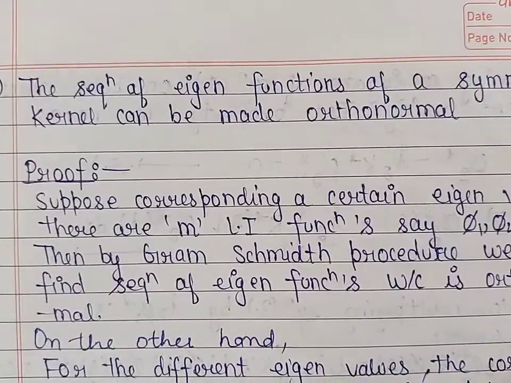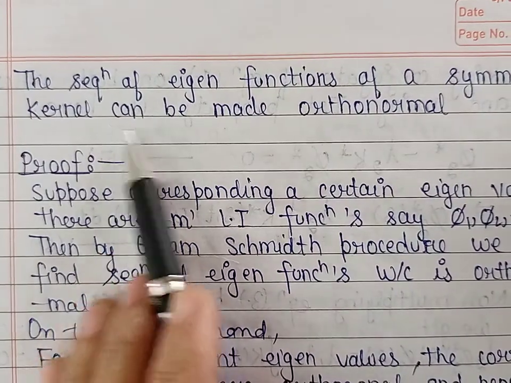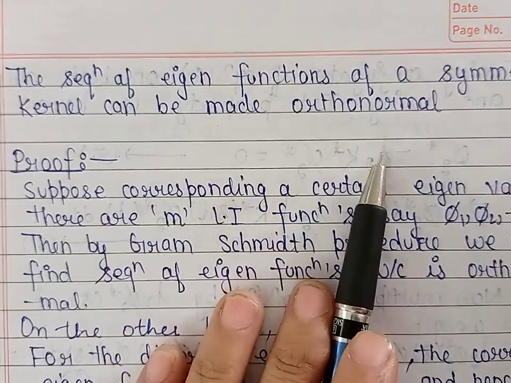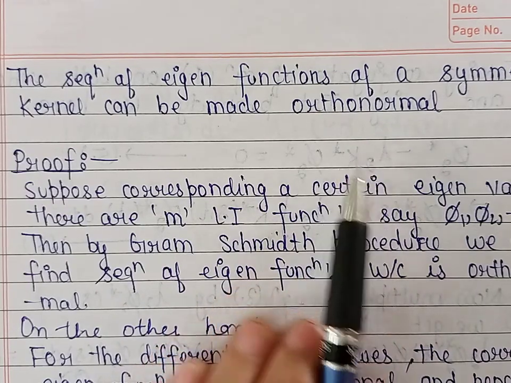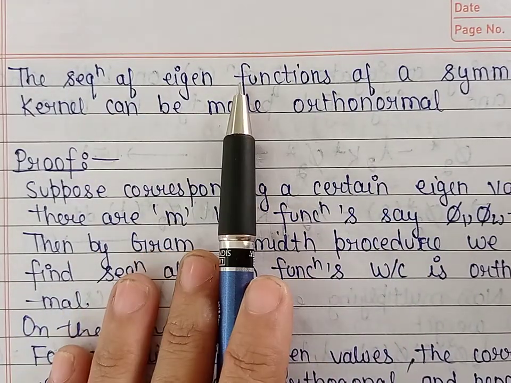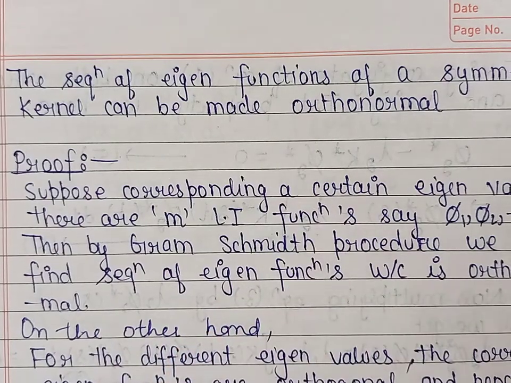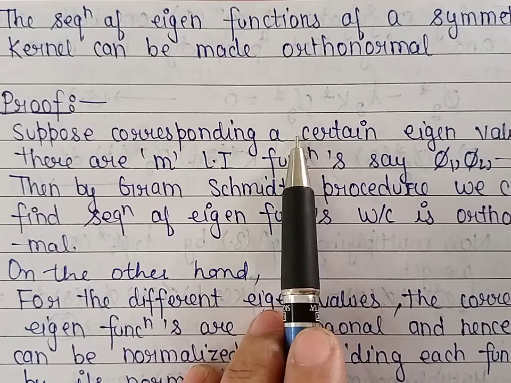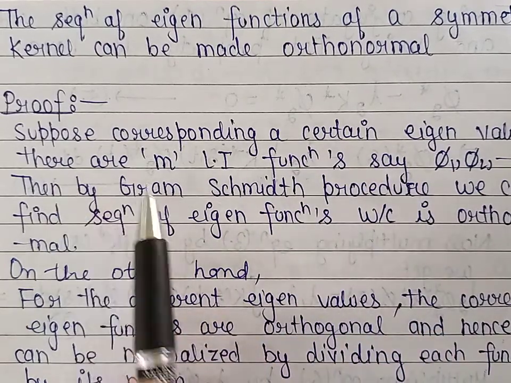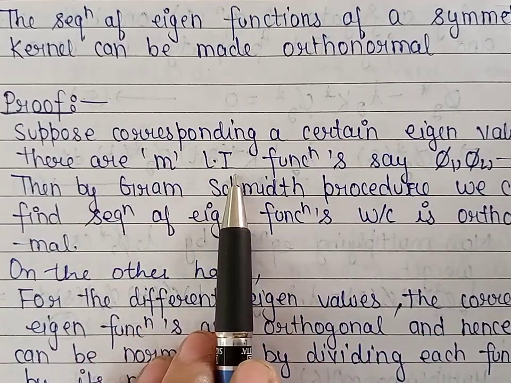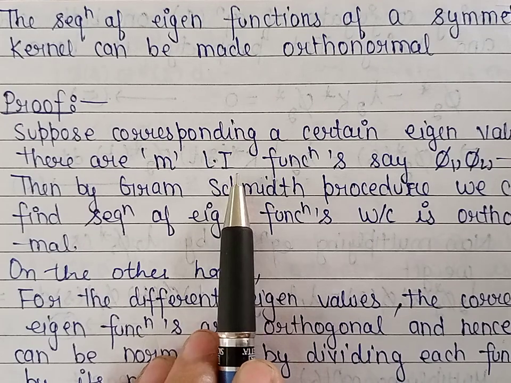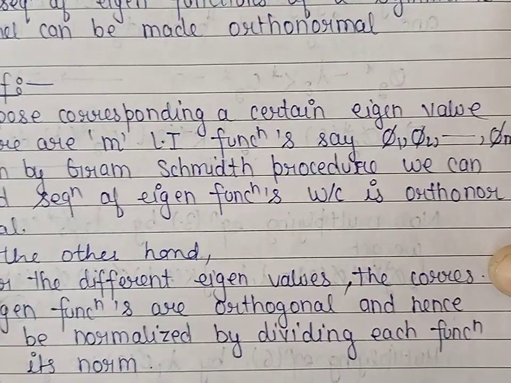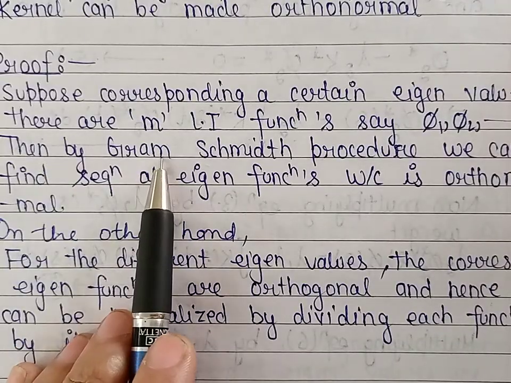Now the property 3 is that the sequence of eigenfunctions of a symmetric kernel can be made orthonormal. Now we are given a sequence of eigenfunctions corresponding to a certain eigenvalue. So let us take, corresponding to a certain eigenvalue, m linearly independent eigenfunctions, say phi1, phi2, phi3 and so on up to phi m. Now we can use the Gram-Schmidt procedure.